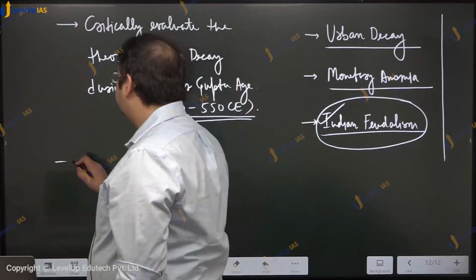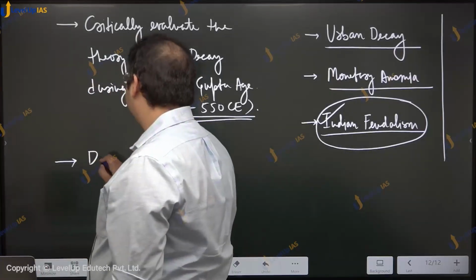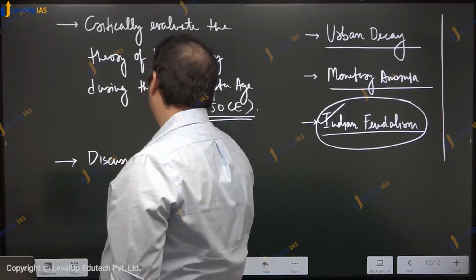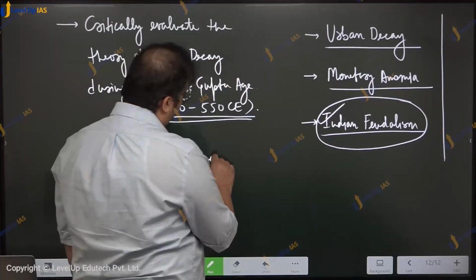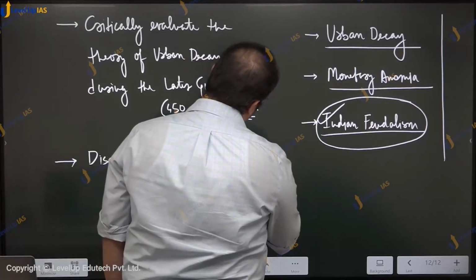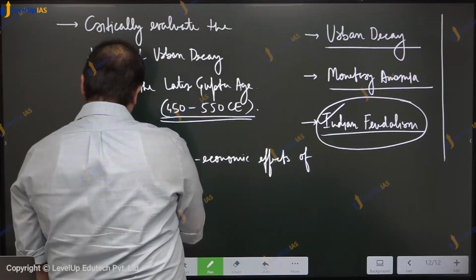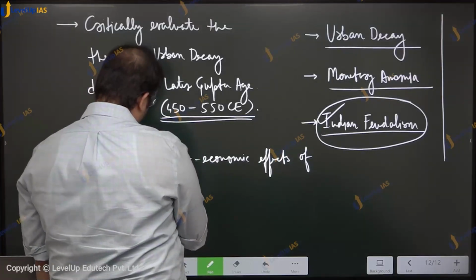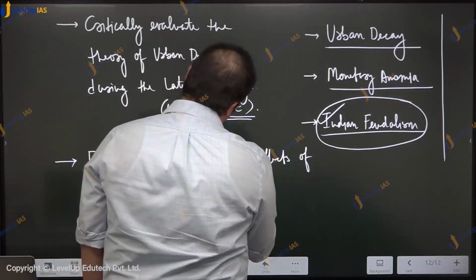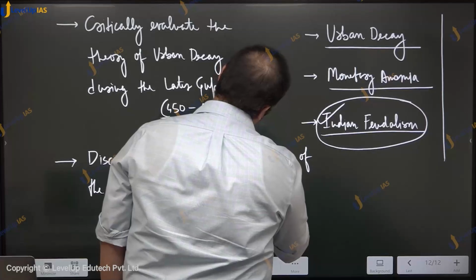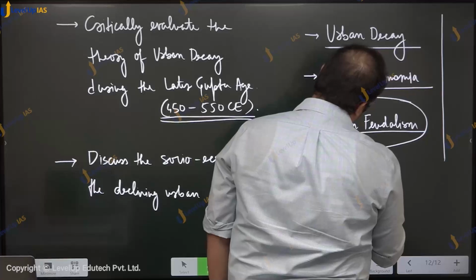ठीक है, another question, take down. Discuss the socio-economic effects of the declining urban economy during the Gupta age.